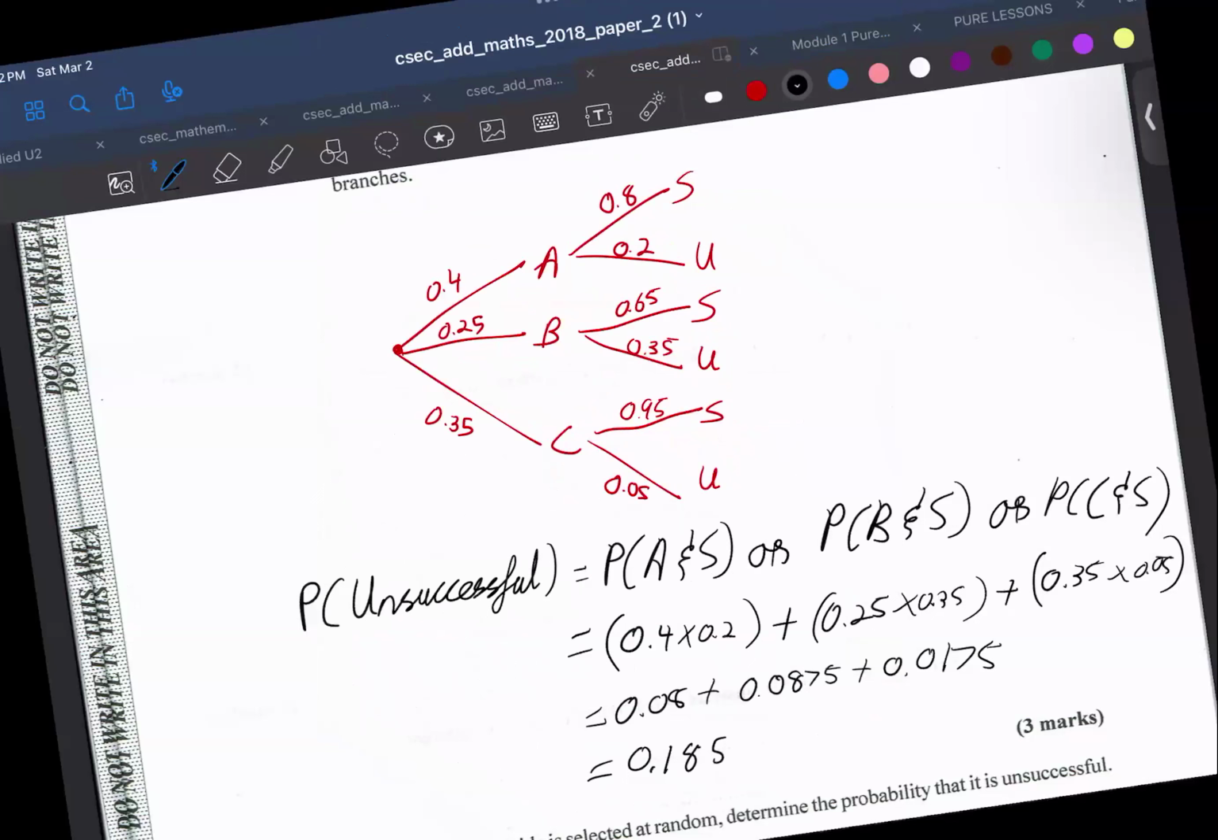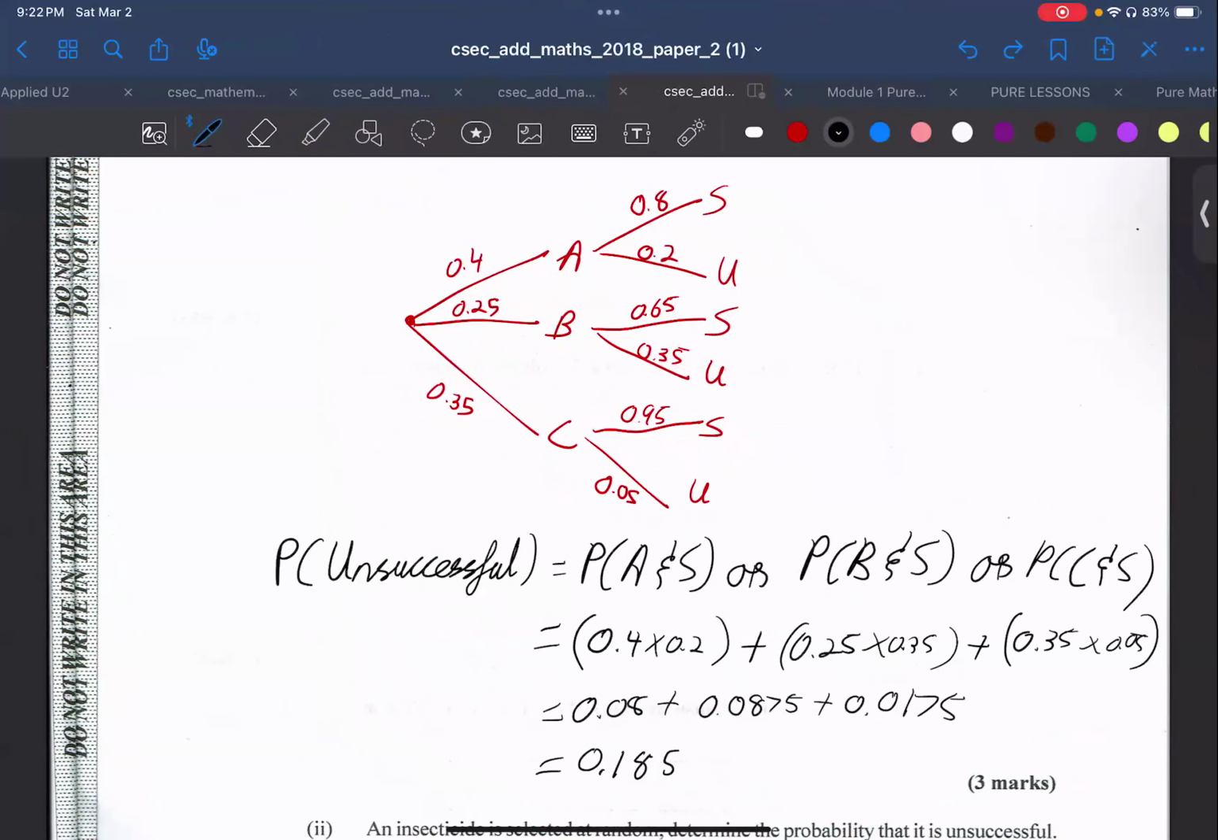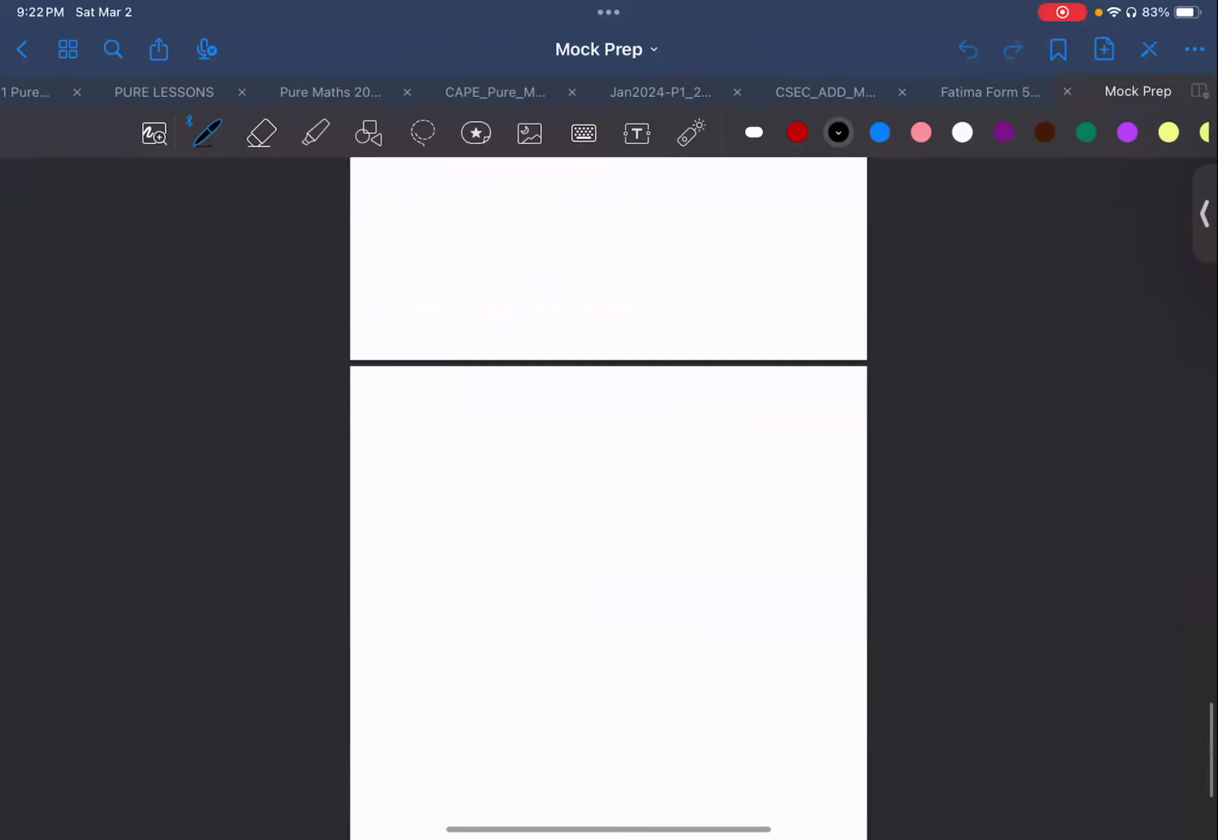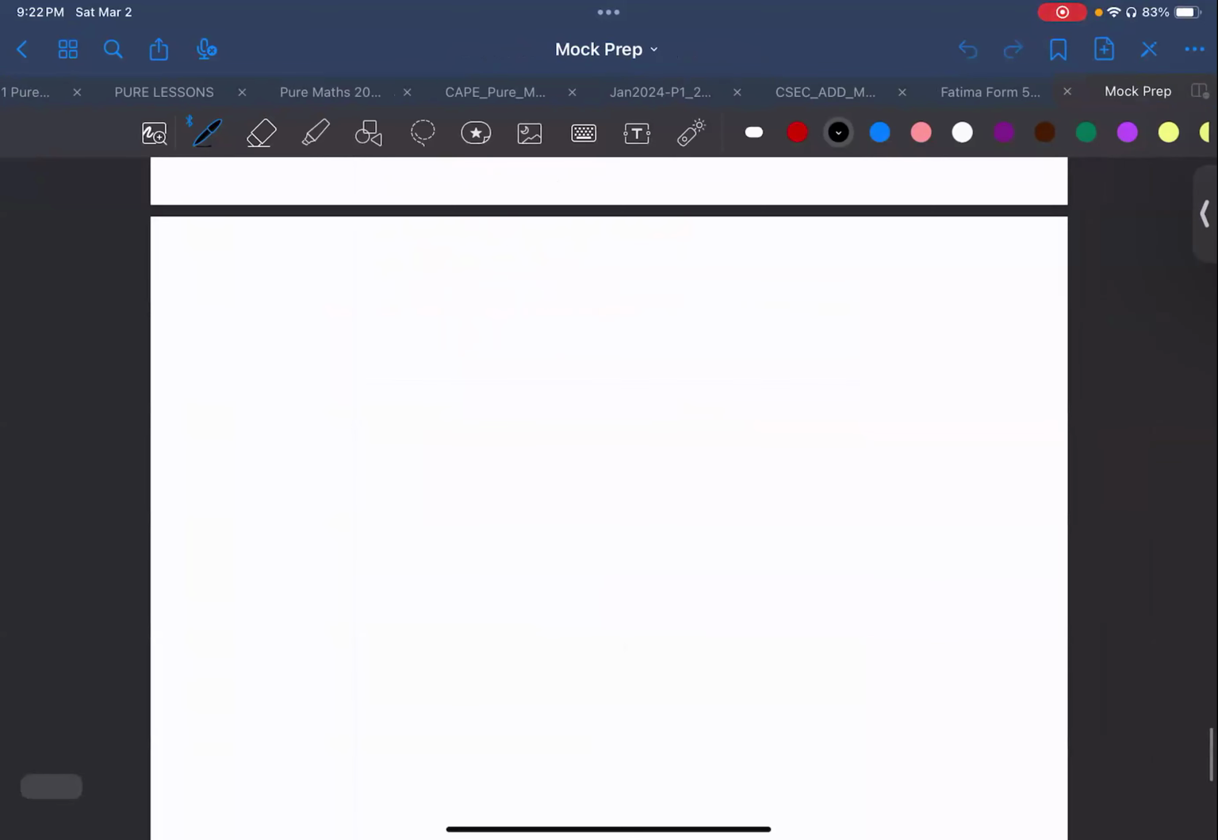Okay, so, sorry about that, when you go along the branches, you multiply. Or means add, and and means multiply. Okay. Yeah, that's really it. And then we have one other thing to do, right? Stats.